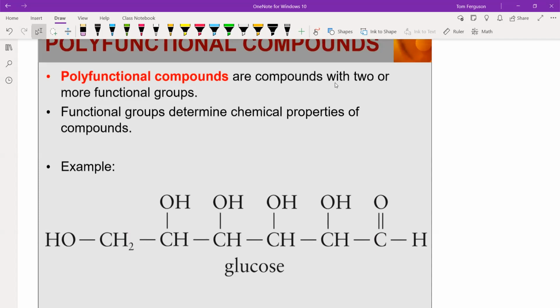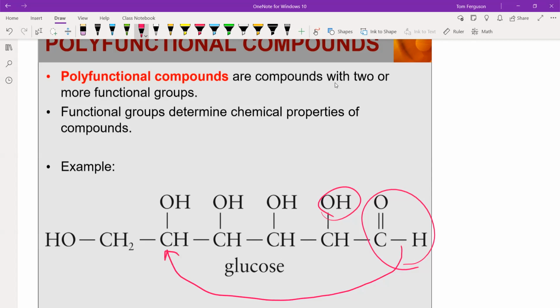Polyfunctional compounds. We're not going to talk about these till we get into the carb chapter, but basically, this is what glucose looks like. It's both an aldehyde and an alcohol. And in fact, what happens is this aldehyde reacts with this alcohol and produces the cyclic glucose. Like frequently you see.